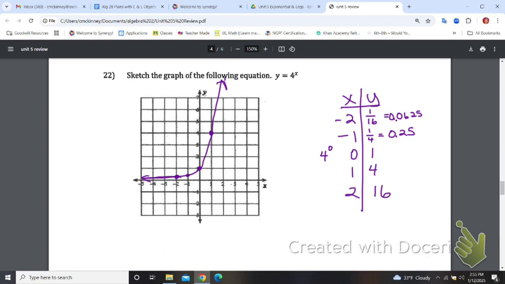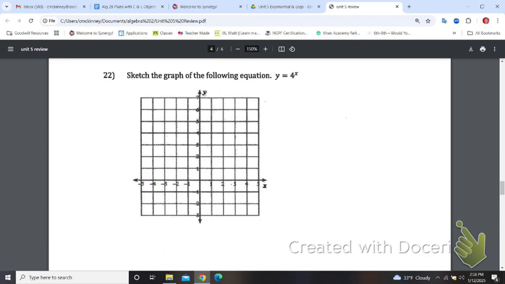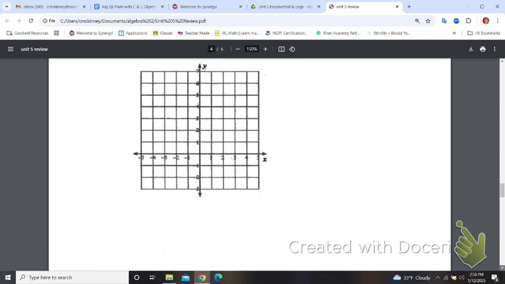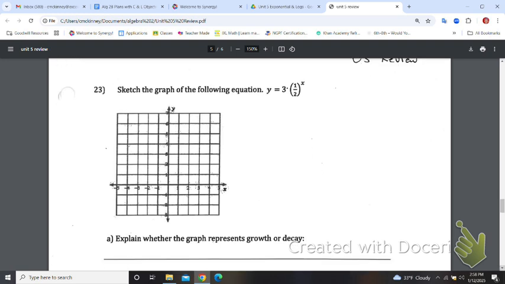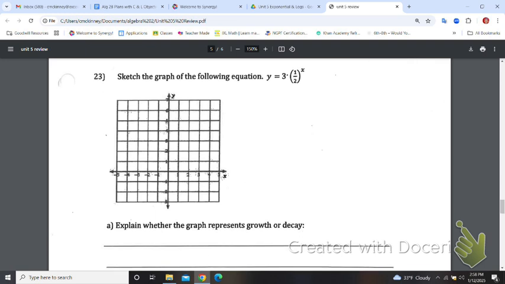And does this show growth or decay? In this case, it's not asked, but this shows growth, and your y-intercept is at 0, 1. All right, good. And then this one, oh, well, maybe I should wait and go down a little bit.